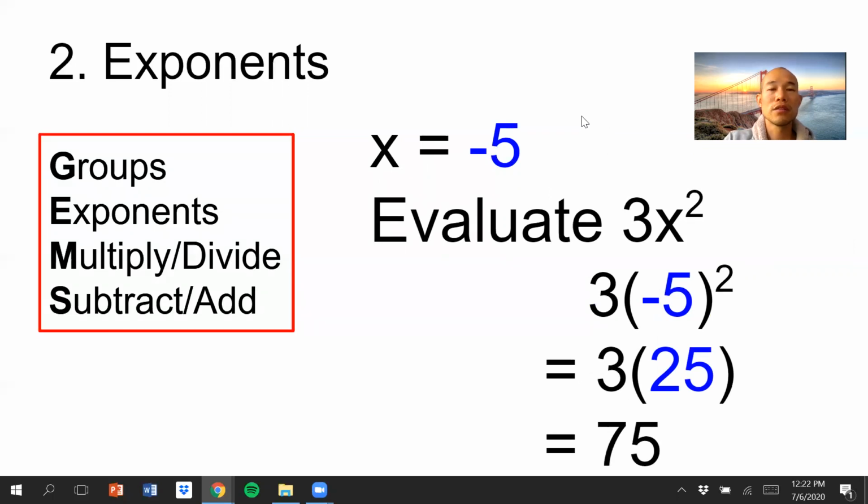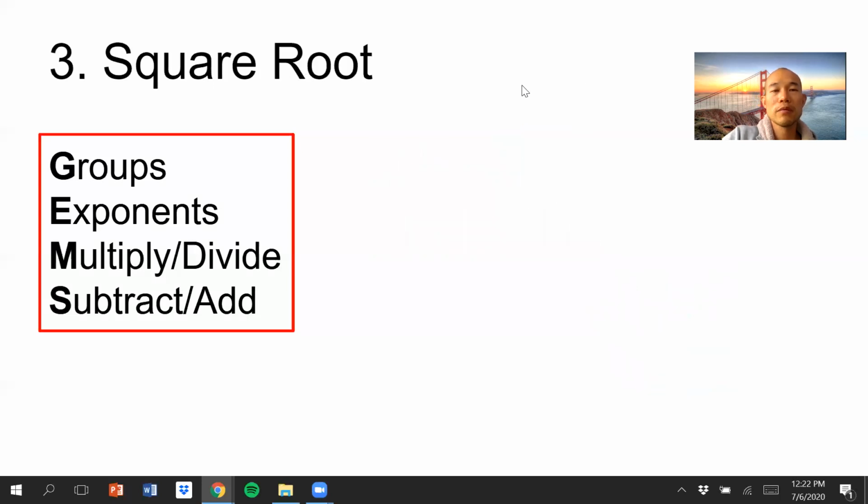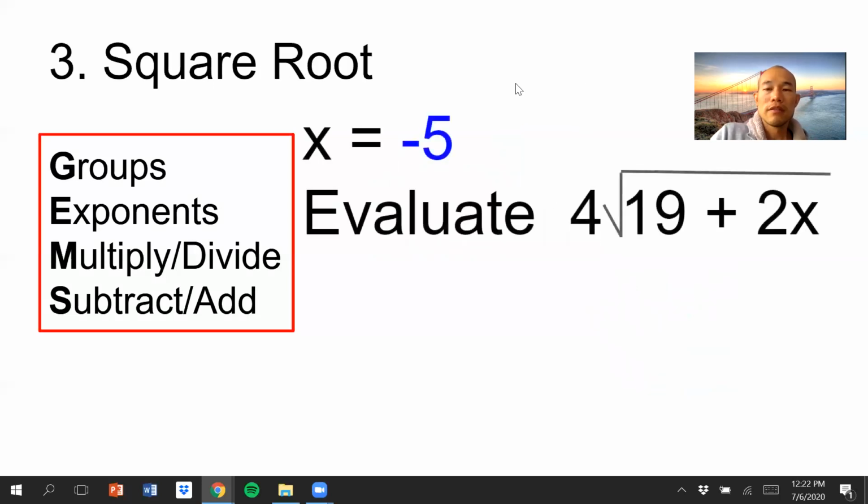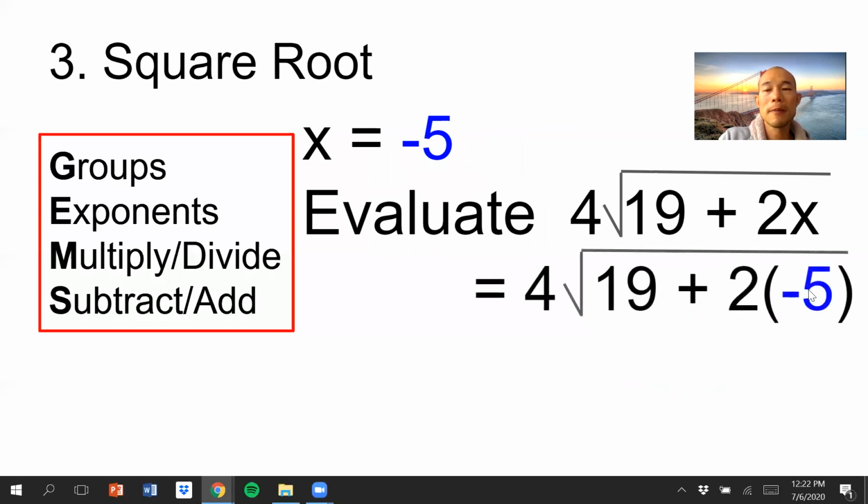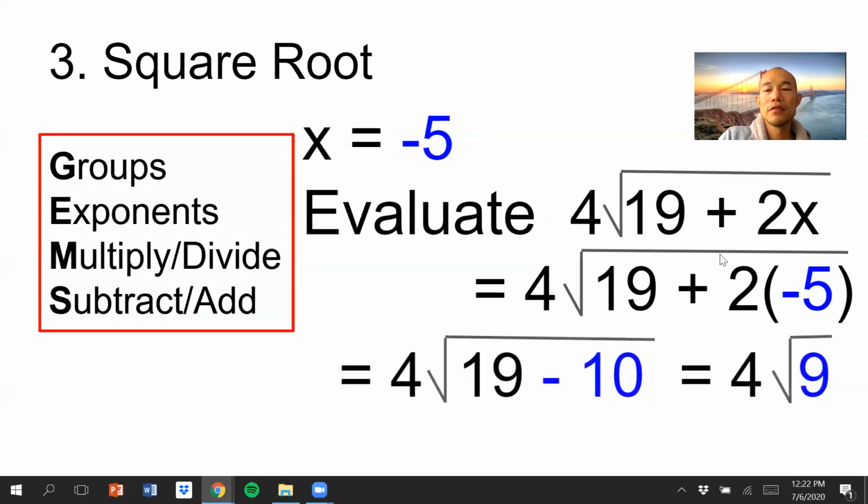Okay, next let's move on to the square root function. The square root is figuring out which number multiplied by itself will get you that number. So first step, let's substitute the -5. And in this case, we want to do the group first. The group is anything inside this square root right now. We want to do this group of numbers first, 19 plus 2 times -5. Are we going to add first or multiply 2 times -5? We've got to multiply first. 2 times -5 gets us this -10. 19 minus 10 gets us 9.